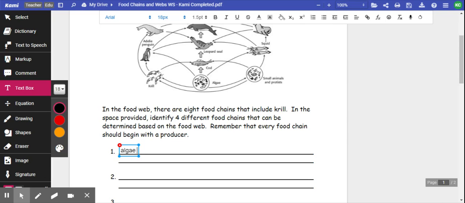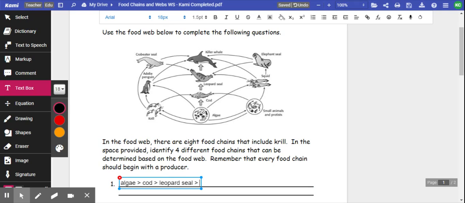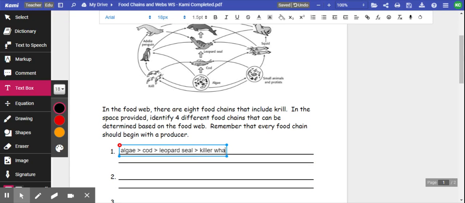And you can either make an arrow like this, you can make a comma, I don't care. I'm going to just do this. So let's just look at one. Algae, here's a really simple one. What's next? Cod. And then what eats the cod? The leopard seal. And then what eats the leopard seal? It's the killer whale. So that's one food chain. Let's look at another one. We're going to have to start with algae.